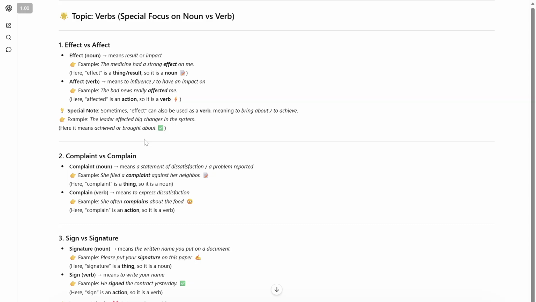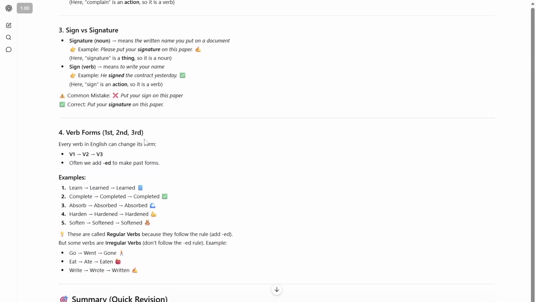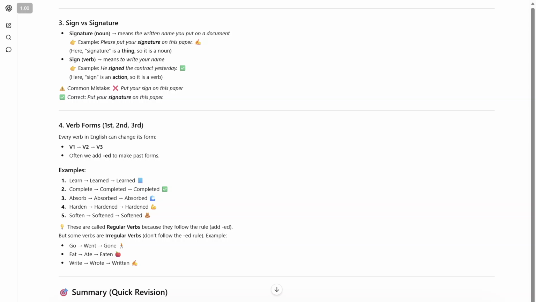Number 3: sign versus signature. Signature, noun, means the written name you put on a document. Example: please put your signature on this paper. Here, signature is a thing, so it is a noun. Sign means to write your name. Example: he signed the contract yesterday. Here, sign is an action, so it is a verb. Common mistake: put your sign on this paper. Correct: put your signature on this paper.